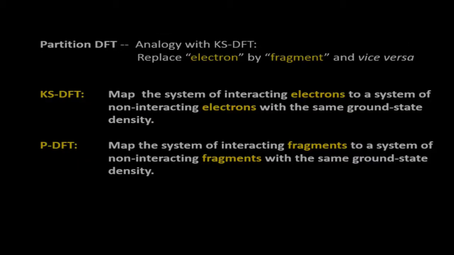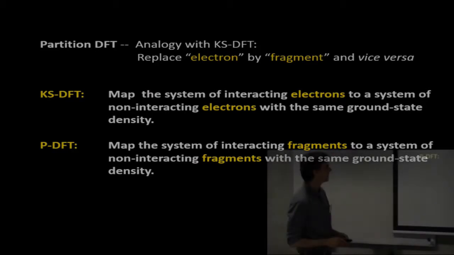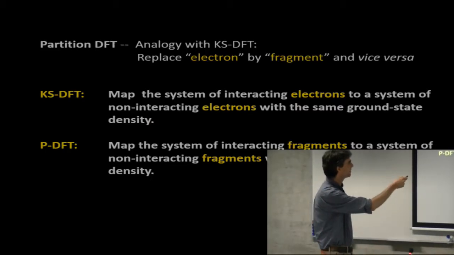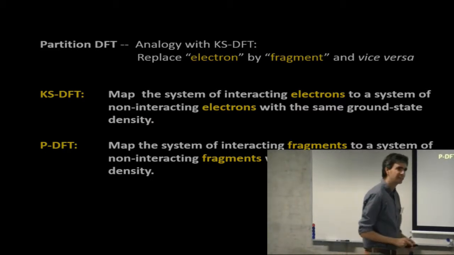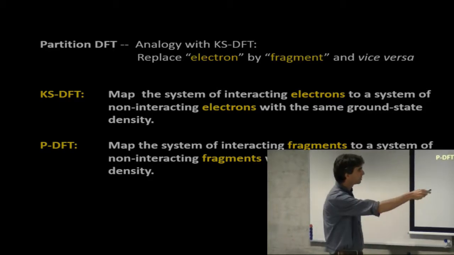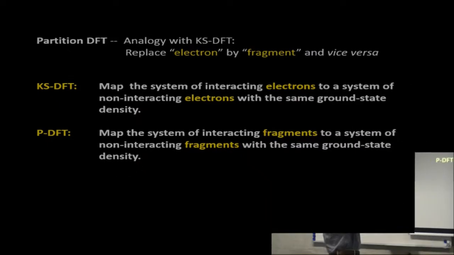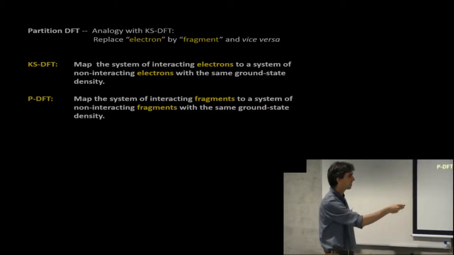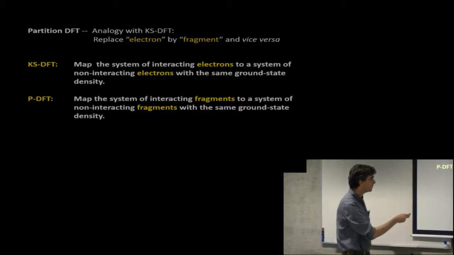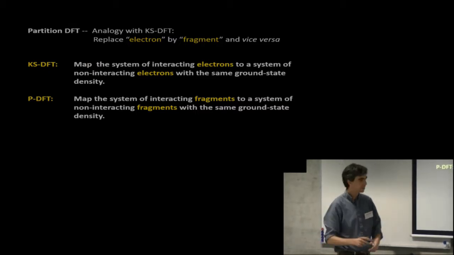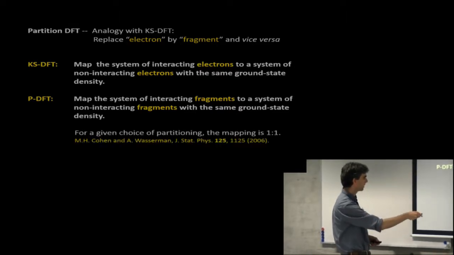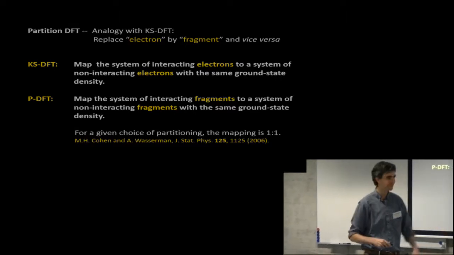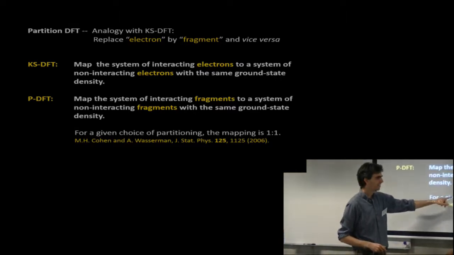So a way that I like to think about this is with an analogy with Kohn-Sham DFT. And the analogy works like this. Everywhere you find the word electron in Kohn-Sham DFT, replace it by the word fragment, and the other way around. Kohn-Sham DFT maps a system of interacting electrons to a system of non-interacting electrons with the same ground state density. In partition DFT, you map the system of interacting fragments to a system of non-interacting fragments with the same ground state density. For a given choice of partitioning, you decide where your nuclei go. So once you make that choice, the mapping is one-to-one.